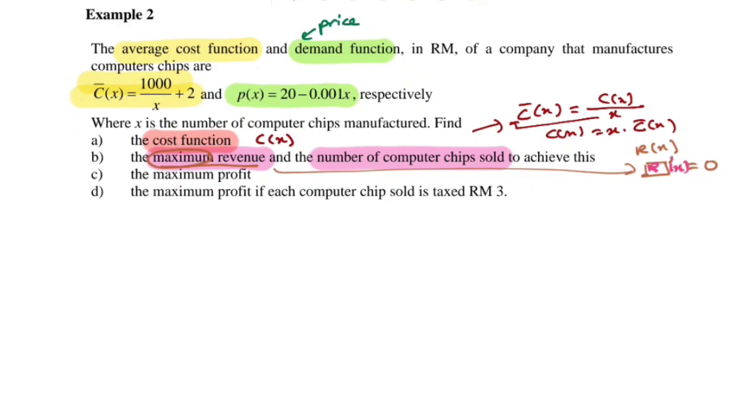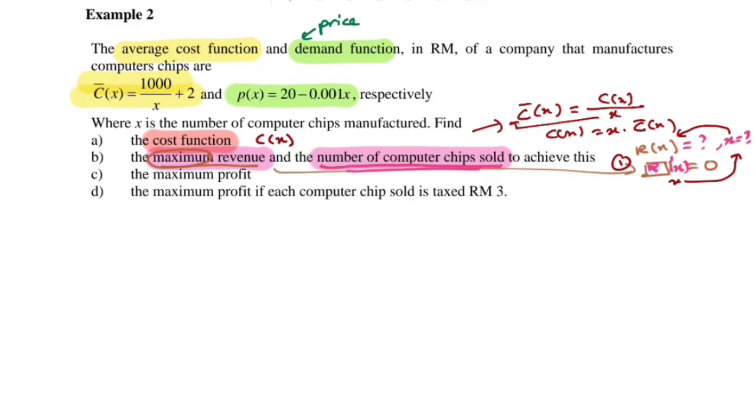But in this question, it's not the same as the previous question, where this question wants you to find the maximum revenue. So the answer that the question wants is in terms of the value of the revenue, and then the number of computer chips sold to achieve the maximum revenue. So the question also wants you to find what is the X that achieves this maximum revenue. Hence, for this question, we have to differentiate the revenue function equated to 0. From here, we will find the value of x. Next, substitute that x into the revenue function to find the maximum revenue in terms of RM.